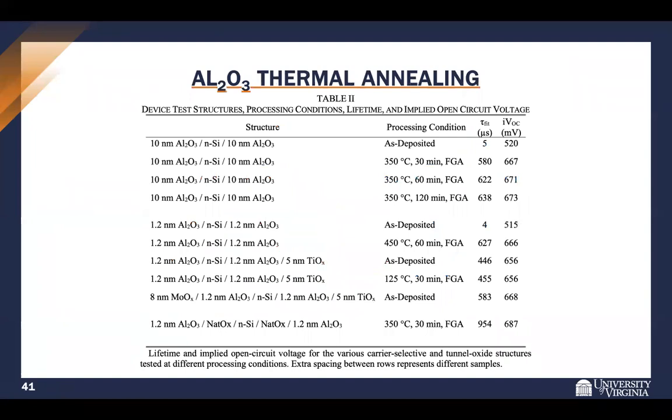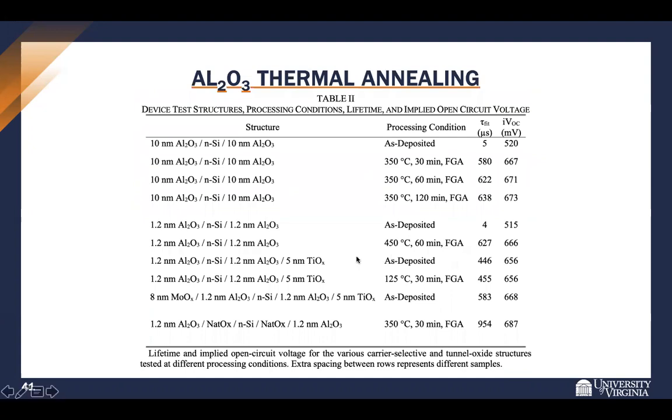Lastly, I looked at the ALD deposited aluminum oxide and some thermal annealing first. You can see for a 10 nanometer symmetric structure of aluminum oxide, the lifetime improves substantially to 600 microseconds and the IVOC up to 673 millivolts. If we use a thinner film of 1.2 nanometers in a higher temperature, again, we can get a 627 microsecond lifetime and a 666 millivolt IVOC, which is quite good.